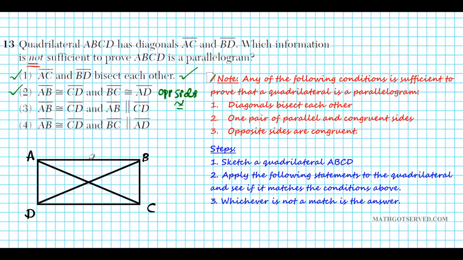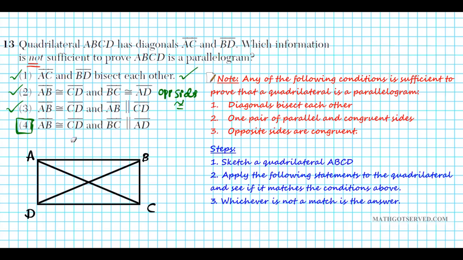AB is congruent to CD, so opposite sides congruent, one pair of opposite sides, and then AB is parallel to CD. So you have one pair of opposite sides that are congruent and parallel. That is sufficient, look at statement 2, to conclude that this is a parallelogram. Now, by method of elimination, our answer should be 4.